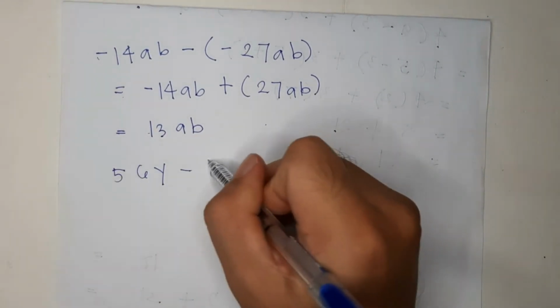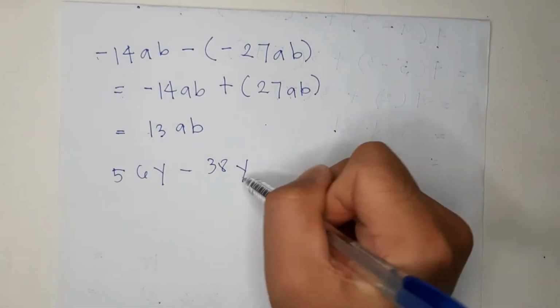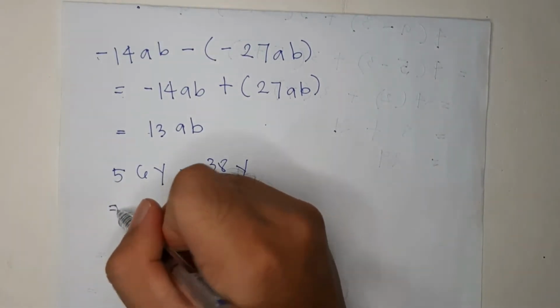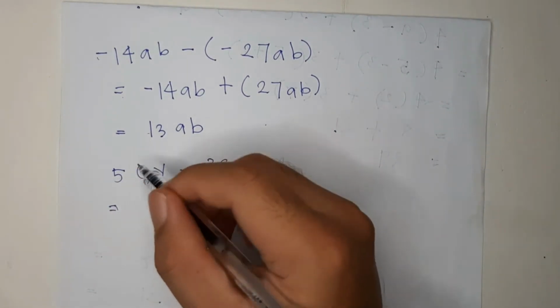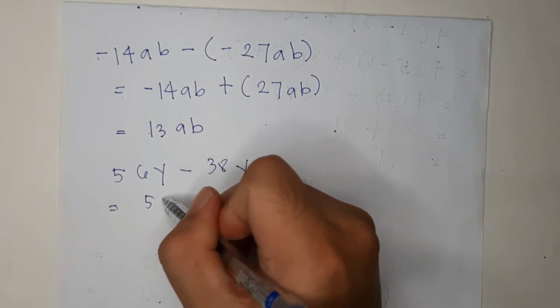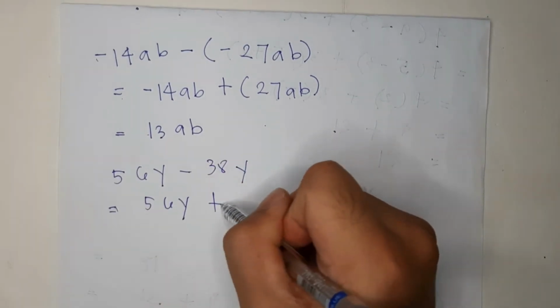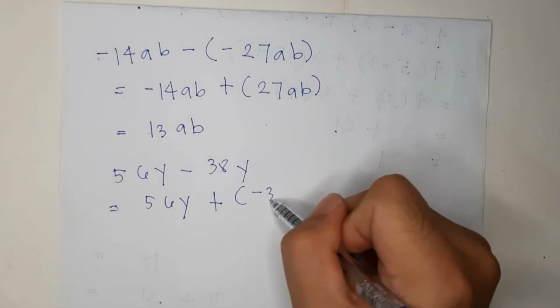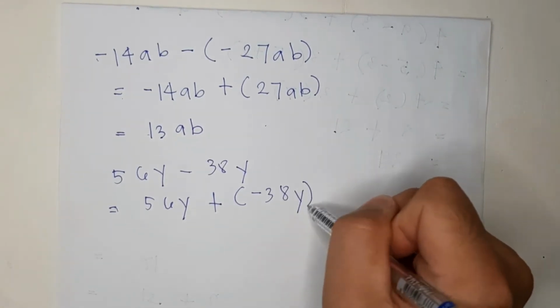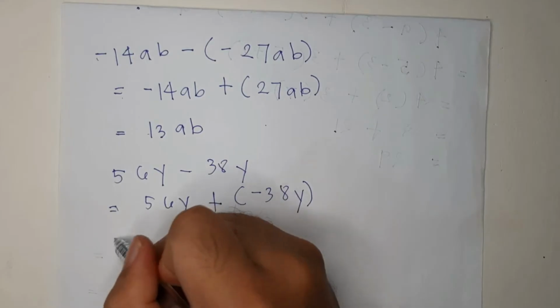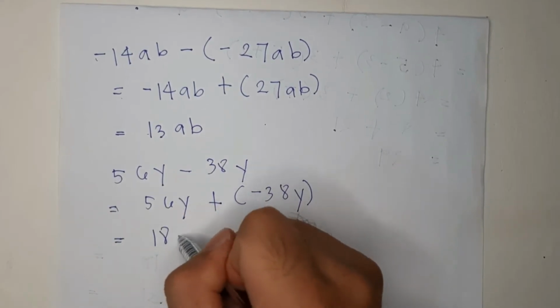56y minus 38y equals 56y plus negative 38y, and the answer is 18y.